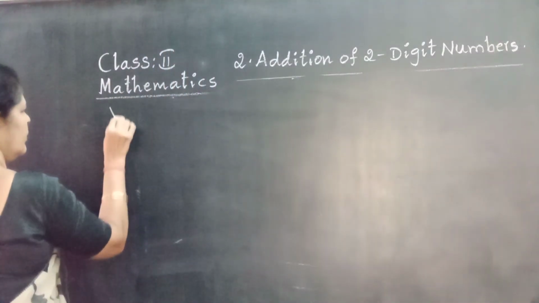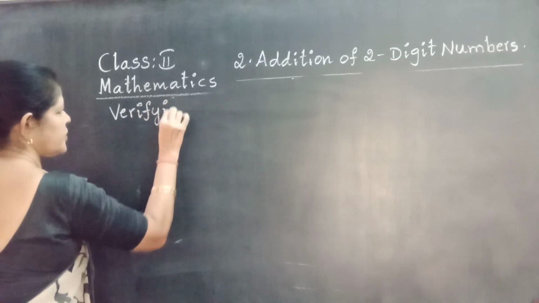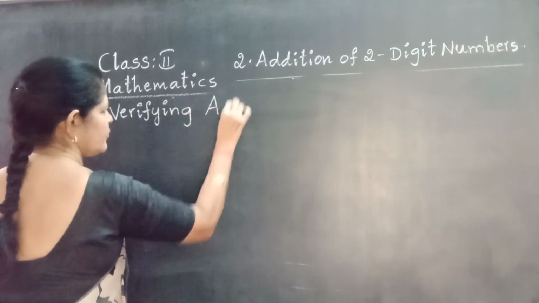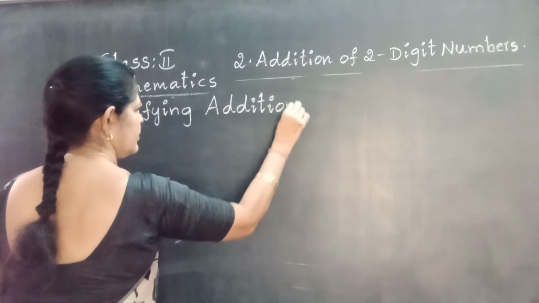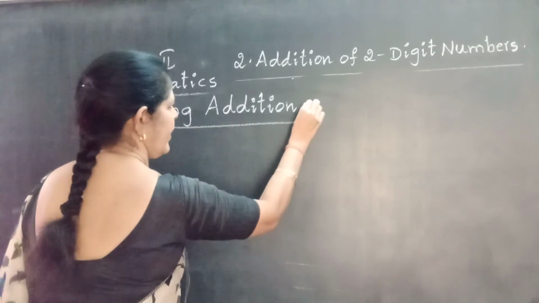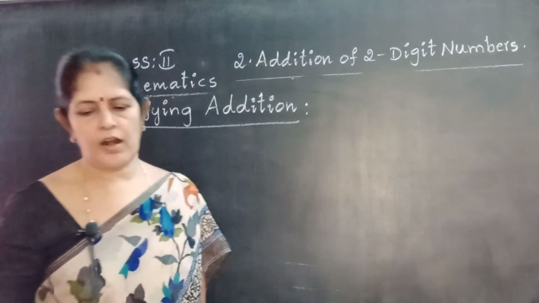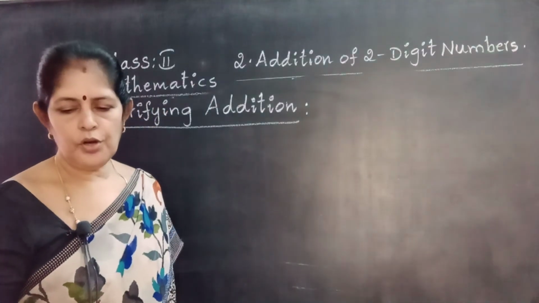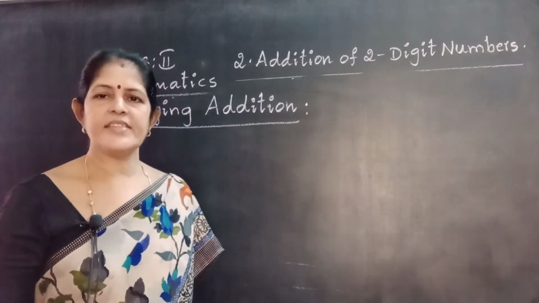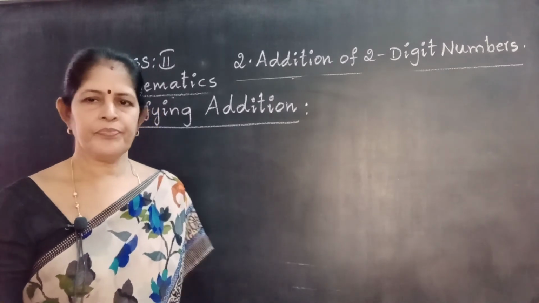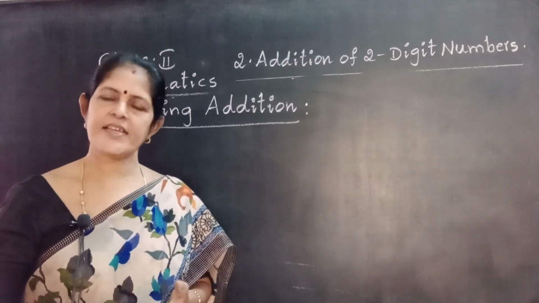Verifying addition. That means we are going to check our addition by adding the numbers in reverse order. Verifying addition means adding the numbers in reverse order. Okay? Verify simply means we check whether our answer is correct or wrong.